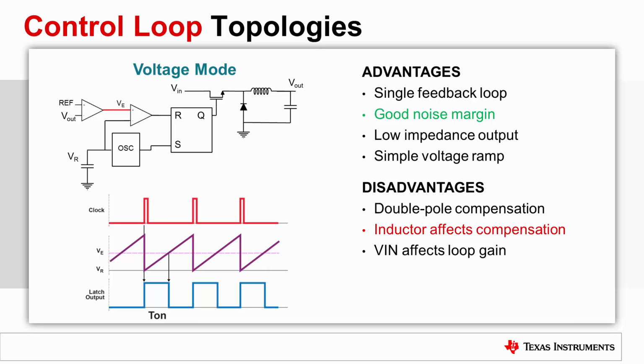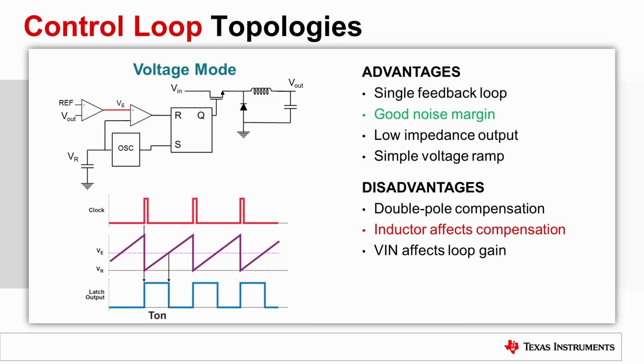At the start of every clock cycle, the control switch is enabled, delivering energy to the inductor. The error signal, which is the compensated output voltage of the error amplifier, is compared to a fixed ramp voltage. When the ramp intersects the compensated error voltage, the controller disables the control switch. At this point, the control switch remains off until the next clock pulse.